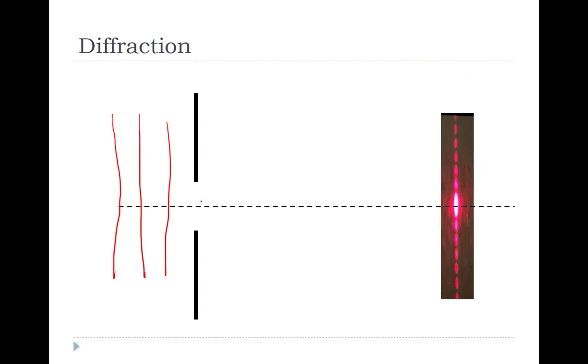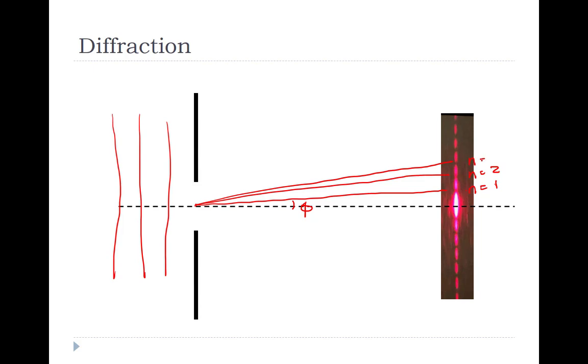Now, I'm going to define an angle, and that angle is going to go from the center of the slit to the dark spots. So I'm going to try to get the first three done. I could technically go to either side. This angle I'm going to call phi, and I'm going to number these dark spots as n equals 1, n equals 2, and n equals 3. I could go to the other side as well. This would also be an n equals 1, this one would be an n equals 2, n equals 3.